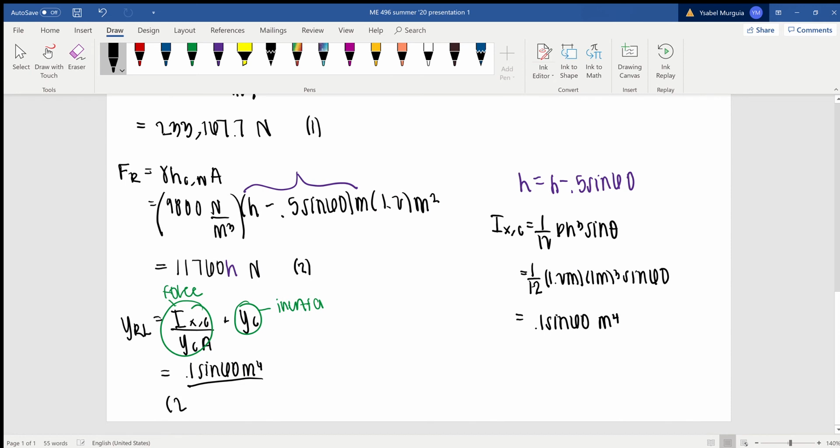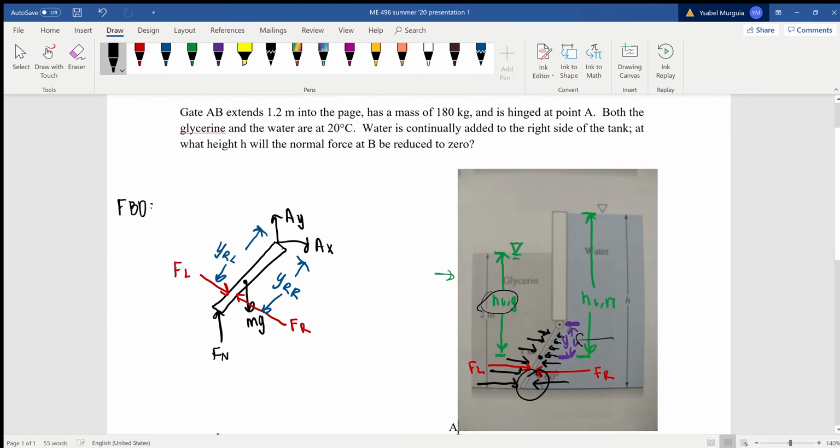Okay, so 2 minus 0.5 sine of 60 meters times the area is 1.2 meters squared. Okay, so now using this value, I should have 0.1. Oh, I forgot to add the 0.5 meters. So the y sub c is going to be, so we have this entire length of 1 meter, so y sub c is only going to be 0.5 meters.